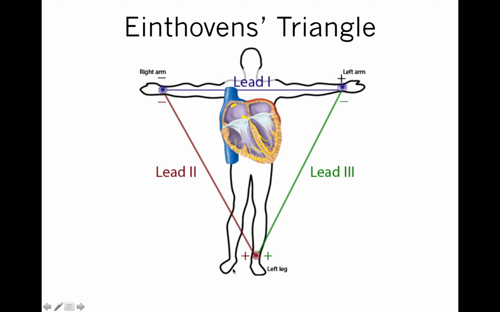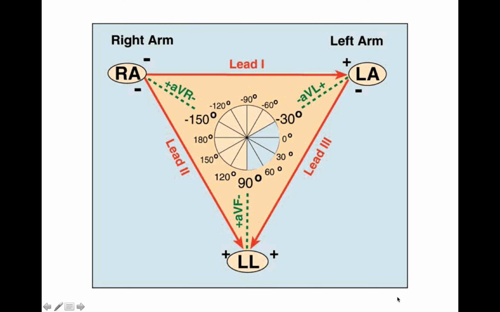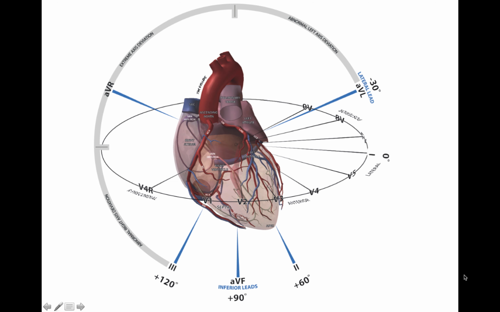Now, there is an electrode placed on the right leg, which is usually a grounding electrode. And from these limb leads, we can also obtain the vectors that give us AVR, AVL, and AVF. So by placing right arm, left arm, and left leg leads, we're able to obtain 6 configurations on the ECG: leads 1, 2, 3, AVR, AVL, and AVF. And this is what we're left with.